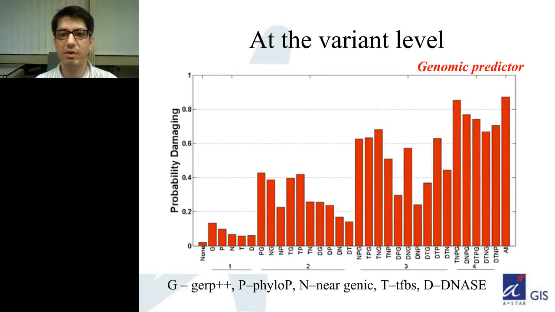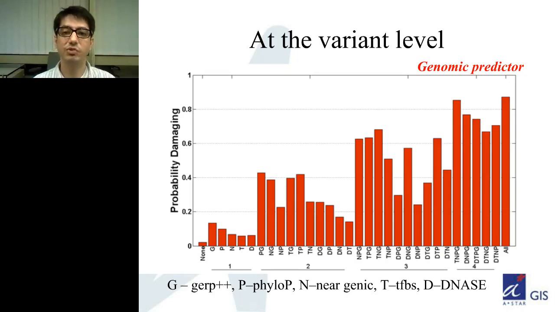So how well do they perform? Since there are 5 categories, there are 2 raised to the power 5, which is 32 possibilities of annotation combinations. If you focus on the bar on the extreme right, at the bottom it says all, and this is showing if a mutation is at a locus which is considered conserved by both GERP and phyloP, it is near a gene, and it is at a predicted transcription factor binding site and in an open chromatin region, a mutation there has a probability of 0.83 to be damaging.